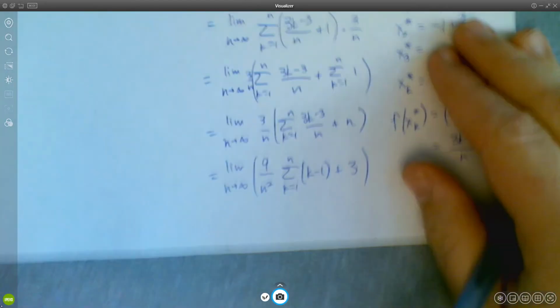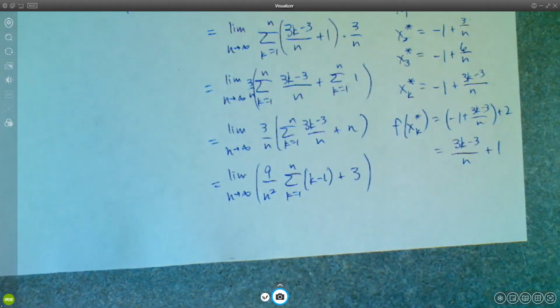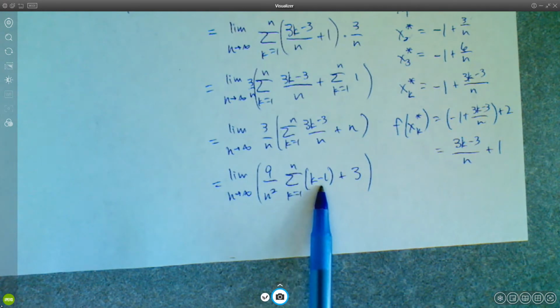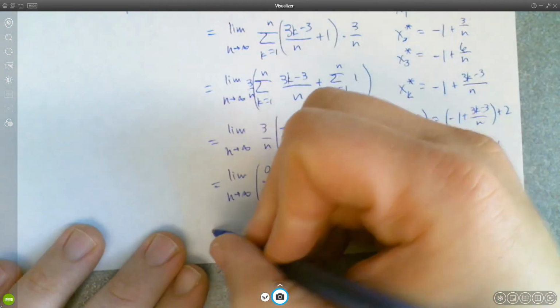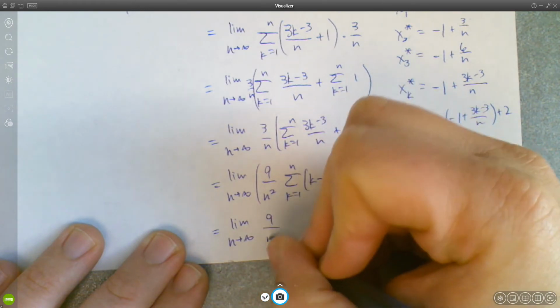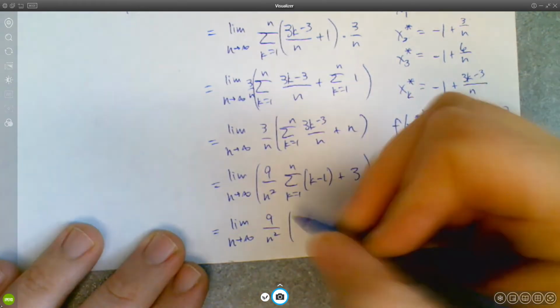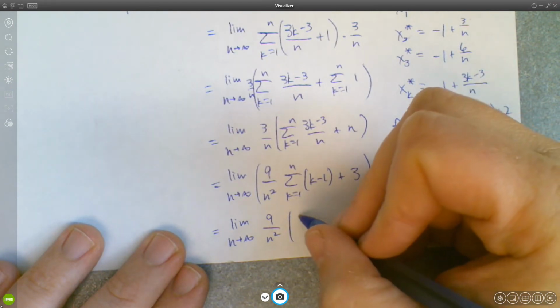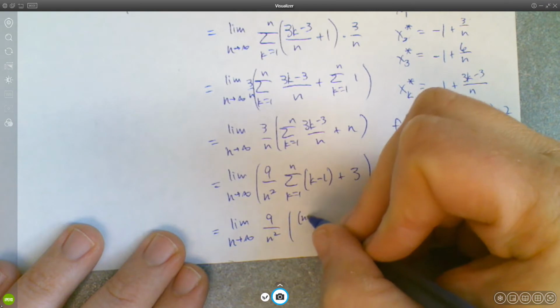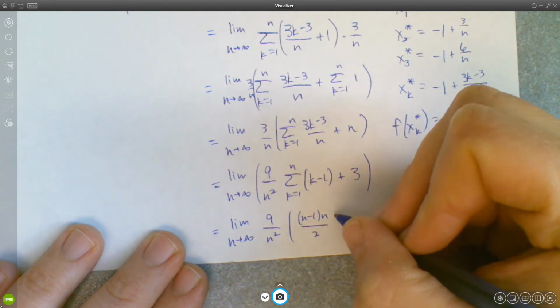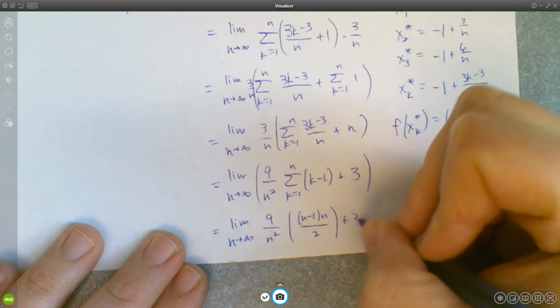Okay, goodness gracious. Well, at this point, I think we've got it. This is just the sum of the first n minus 1 integers. So it's the limit as n goes to infinity of 9 over n squared times n minus 1 times n over 2, and then plus 3.